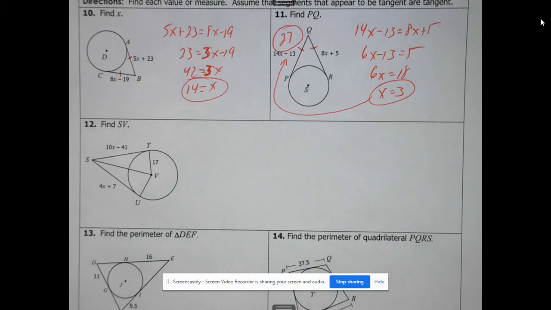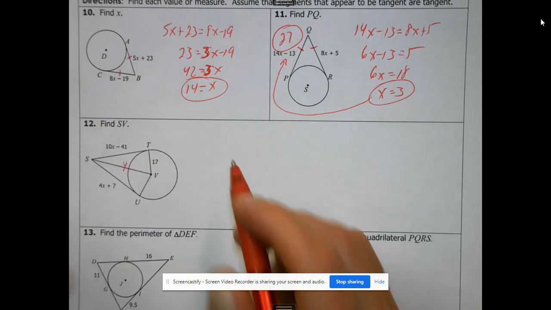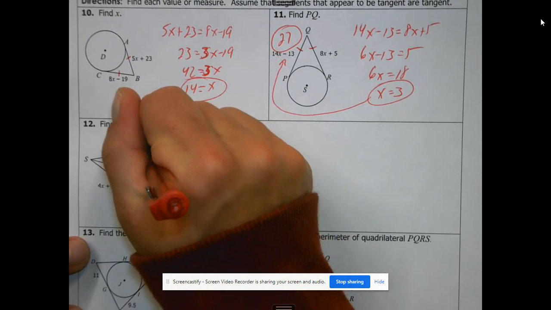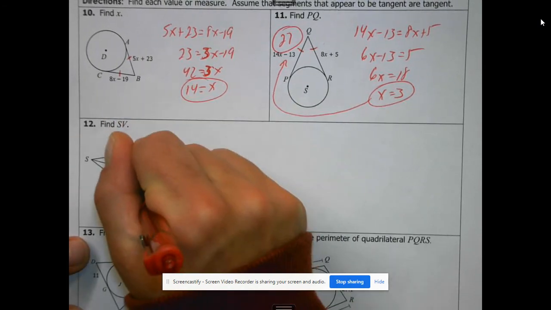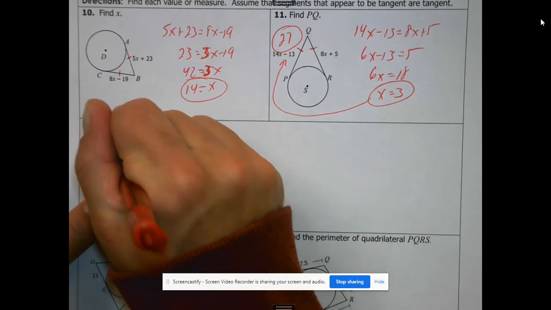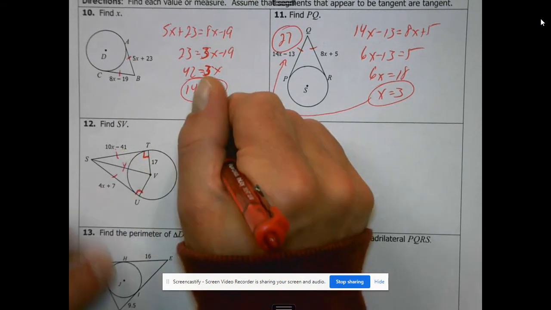Number 12 says find SV. So I got to figure out this piece right here. I'll just call it Y, right? Well, first I got to find X. Then I got to use some Pythagorean theorem stuff, right? So let's put in the 90 right there. We know we've got the 90s. All right, so first, solve for X. Set the two tangent lines equal to each other.